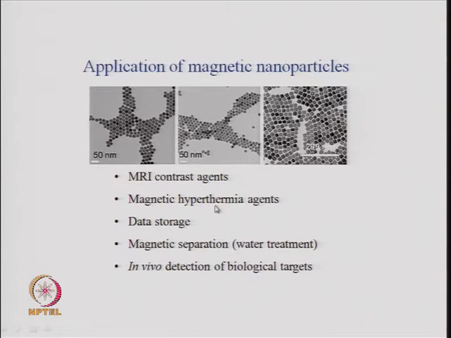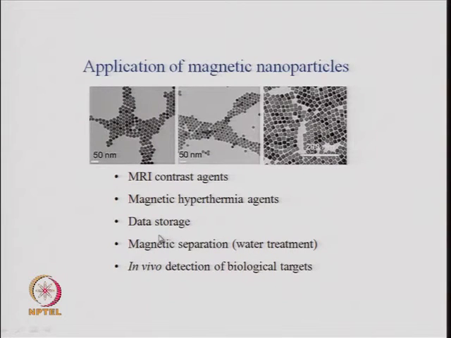So, what you want is hyperthermia. Magnetic hyperthermia means you are heating through magnetic fields. You apply a magnetic field and the magnetic particles will then dissipate energy in the form of heat through this hysteresis loop. You can calculate how much heat it can do.